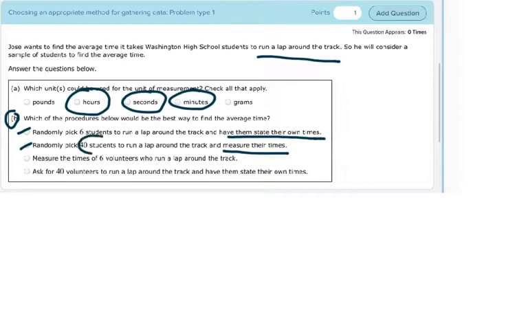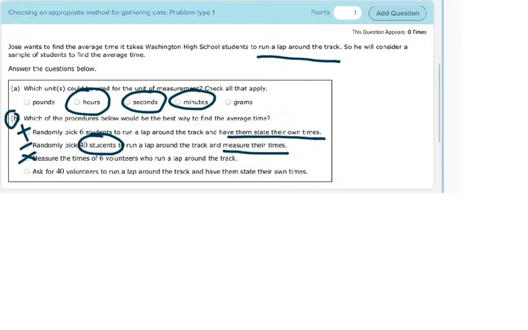The other part that's better: the bigger your sample size, the more accurate your data is going to be. If you only pick 6 students, you might get lucky or unlucky and get all fast kids or all slow kids or something along that line. If you get 40, you're going to get a random number of boys and girls and fast and slow in different times, and that's good. You want more. So the next one, measure the times of 6 volunteers who run the lap around the track. Again, only 6, not a good choice. So the 2 6s are out because you want more data.